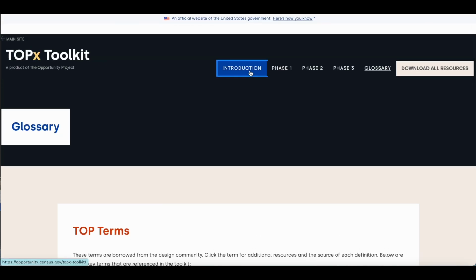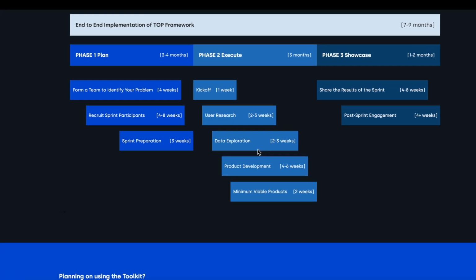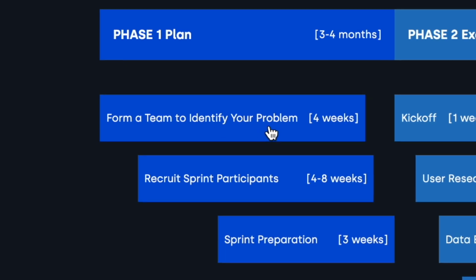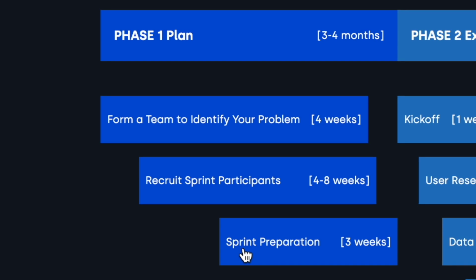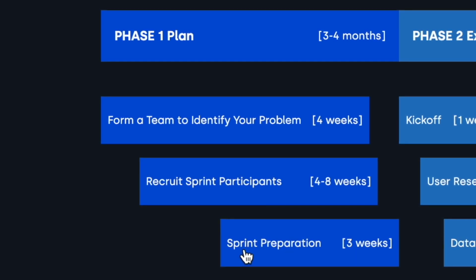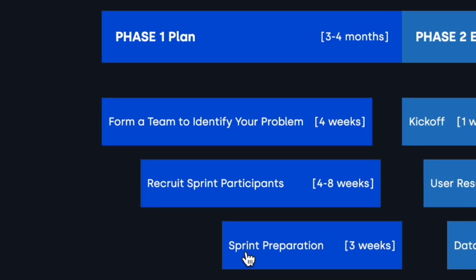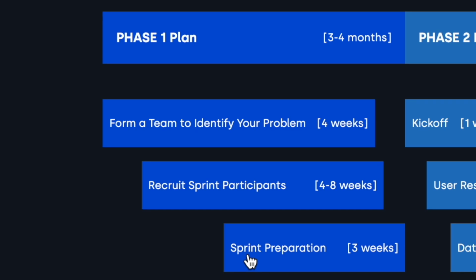Now, let's briefly go over each of the 3 phases of the TOPx process. Phase 1 is the planning stage for your sprint. You will need to form a facilitation team, define your problem statement, recruit participants, and prepare to kickstart the sprint. In the next few videos, we will cover each step in detail and share materials and resources with you. Plan to allocate 4 to 8 weeks for this planning phase.